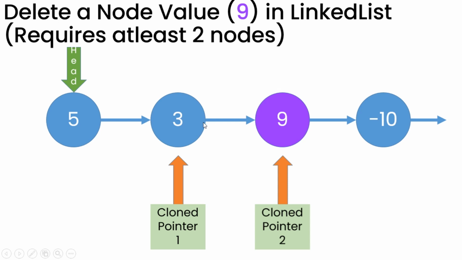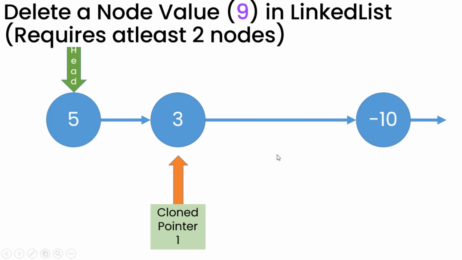So we just point the next node of value 3 to the next element of node 9, which is stored in pointer 2. Once we do that, we will have this look, and we have deleted our node. That's it for how we can delete a node in a single linked list.